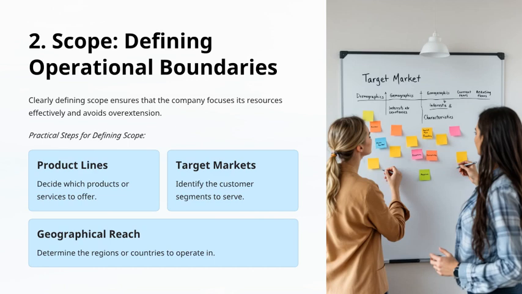Practical steps for defining scope: Product lines, decide which products or services to offer. Target markets, identify the customer segments to serve. Geographical reach, determine the regions or countries to operate in.